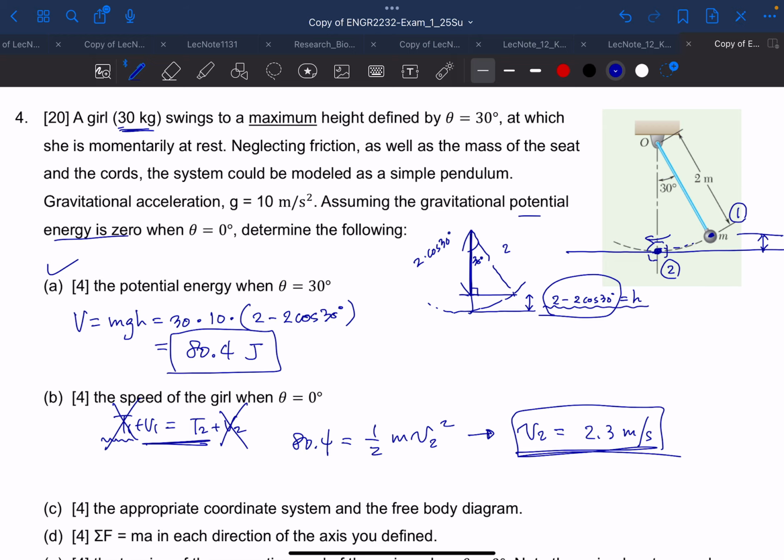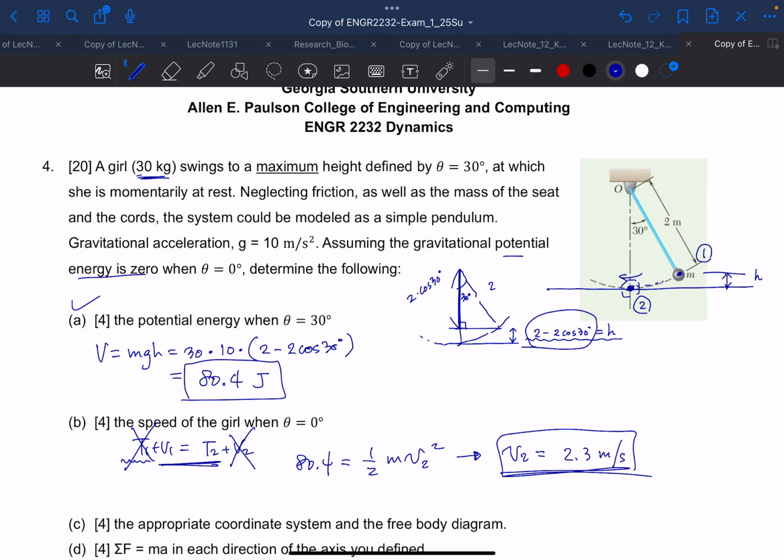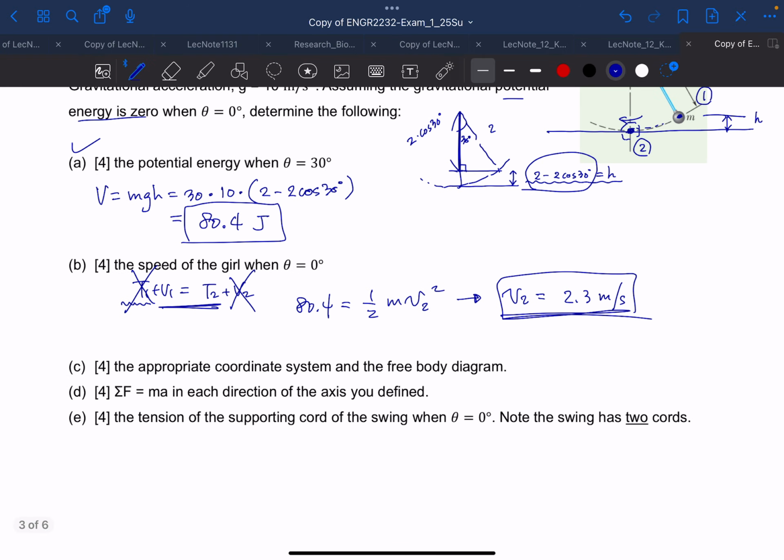Okay? Any questions up to here? Okay, so if not, let's move on. Then we want to find the appropriate coordinate system and free body diagram, F equals ma in each direction, and then the tension in the supporting cord. Yes, we want to find the tension of the supporting cord of the swing when theta was 0 degree.